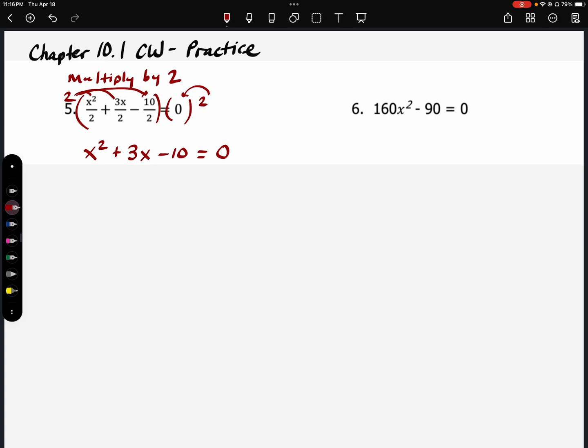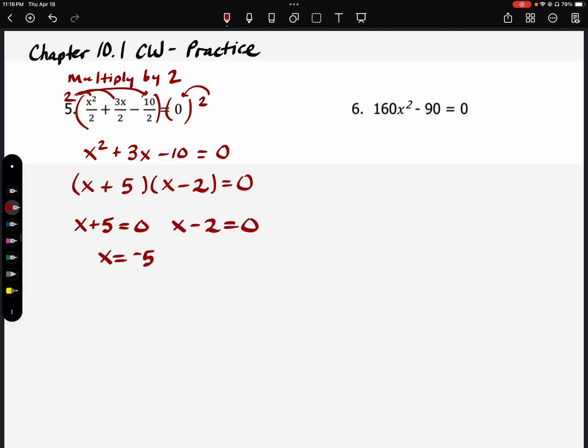Now you can use your quadratic formula, or you can factor. I'm going to go ahead and factor this one. You can use your box and your diamond. When you do it, you've got x's in the front, and you should end up with a 5 and a 2. This should be a positive 5, and this should be a negative 2. So x plus 5 times x minus 2 equals 0. Set each of those equal to 0 and finish solving for x. So x equals negative 5 and x equals positive 2.